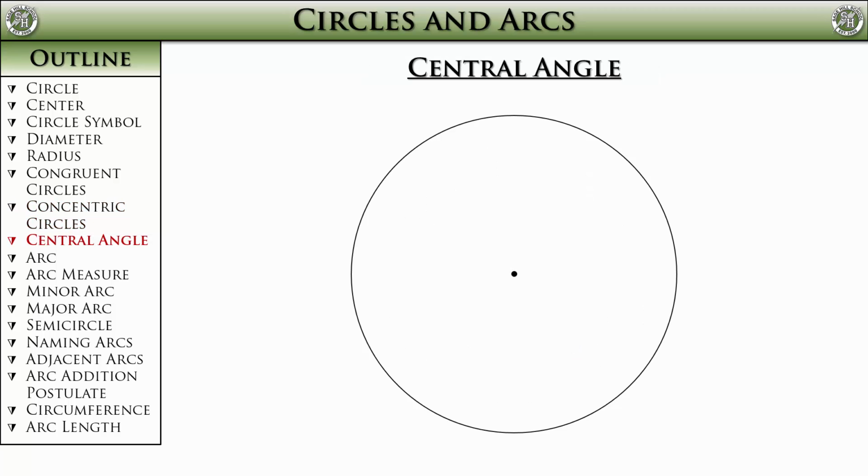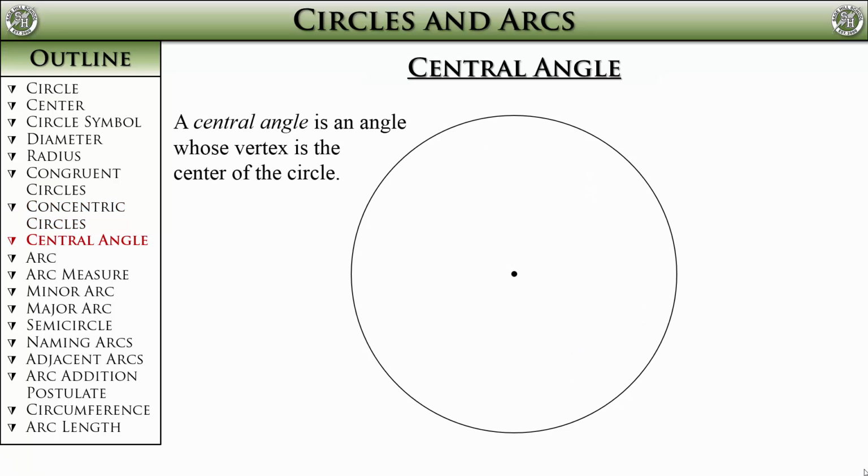A central angle is exactly what it sounds like. It is an angle whose vertex is in the center of the circle. This red angle is an example of a central angle for this circle. That's all there is to it.